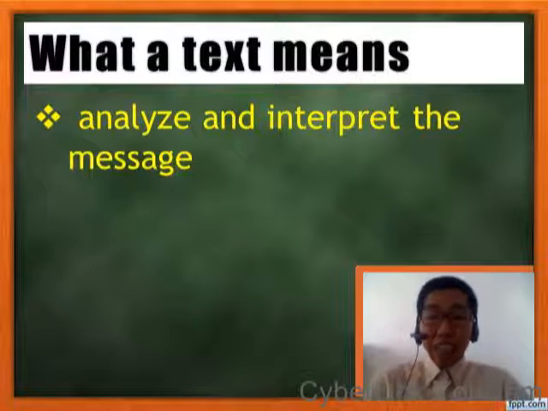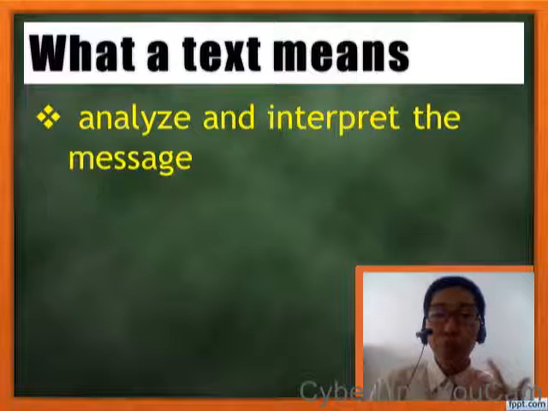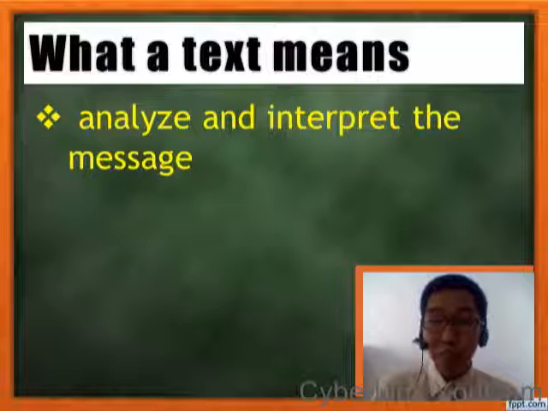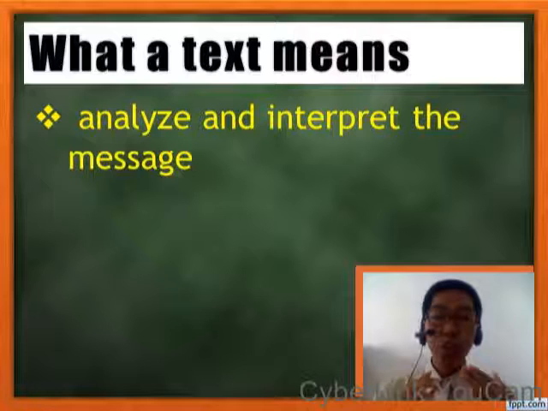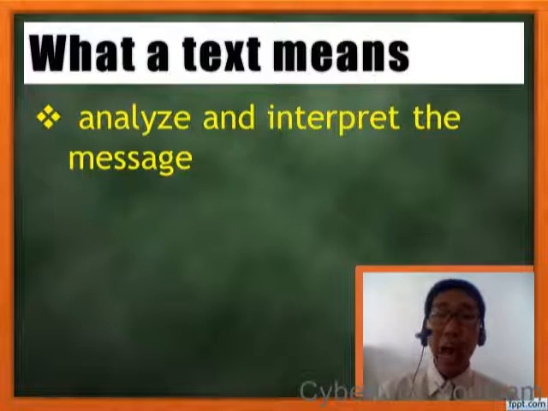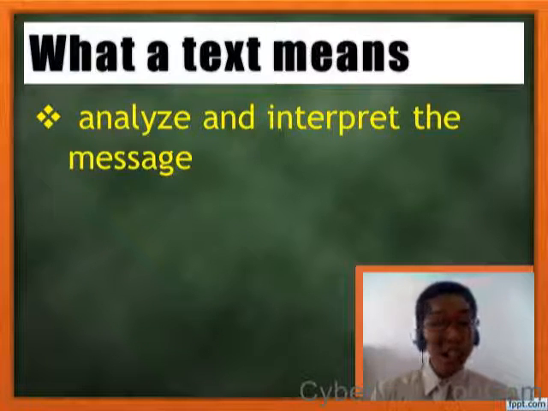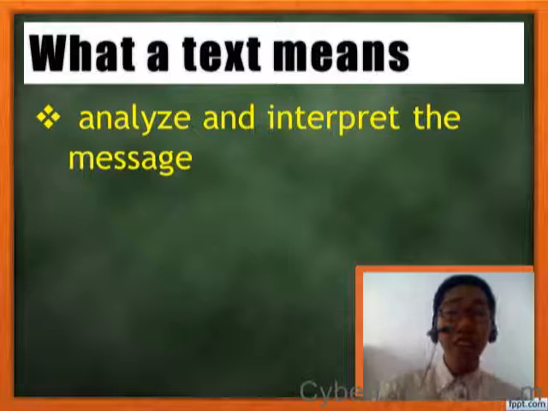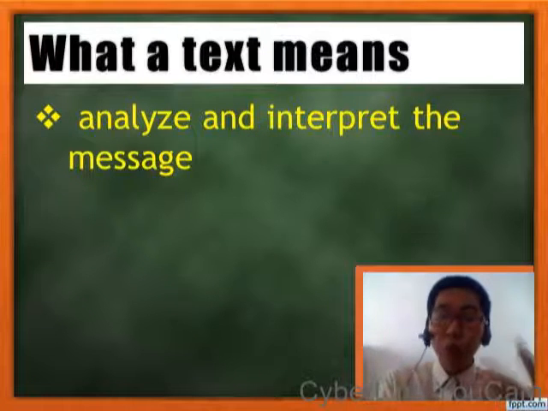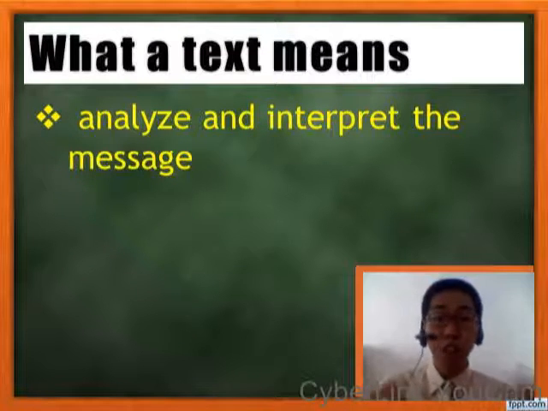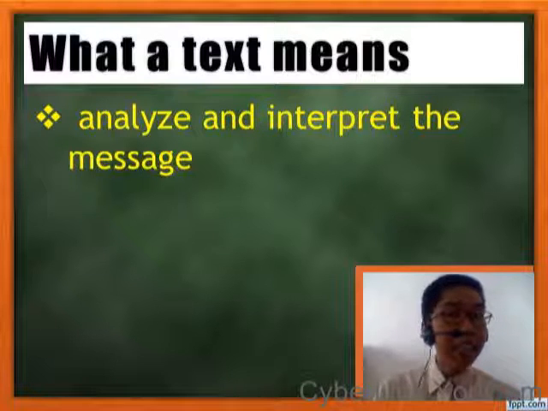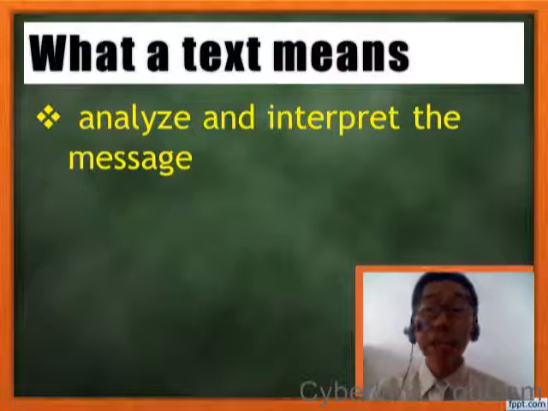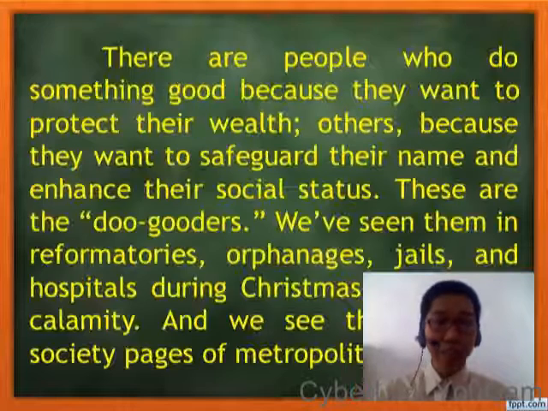Lastly, what a text means. This is the highest level of reading because you have to analyze and interpret the message. In the text we read, we do not simply identify the topic and how the text discusses the topic, but we also evaluate it in different aspects such as the content, objectivity, significance, and many more. So let's go back to the text.